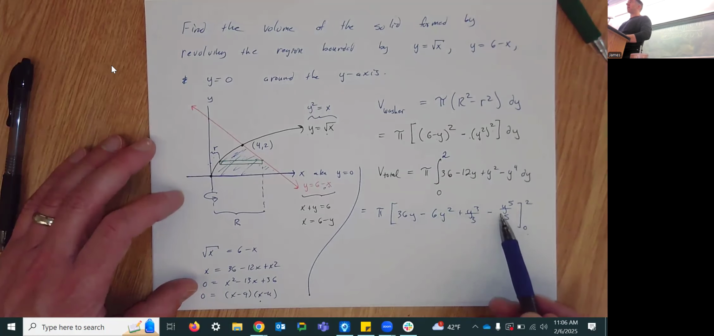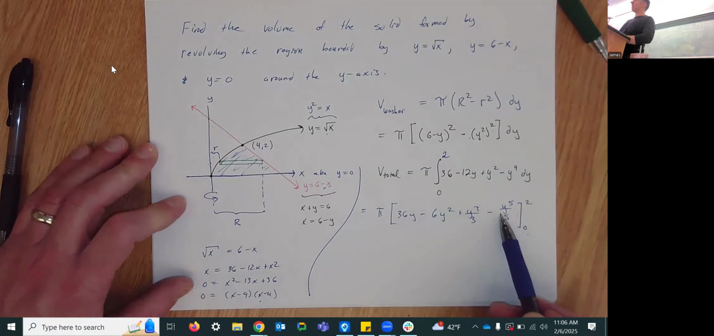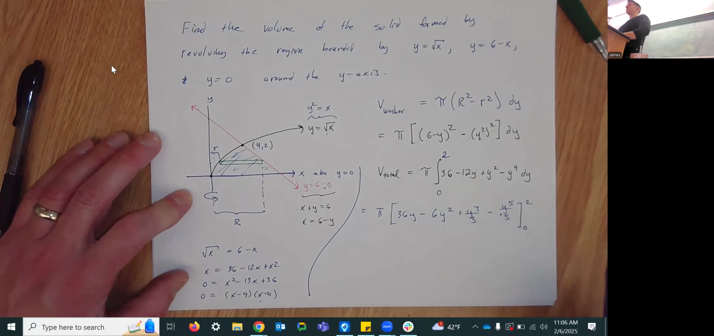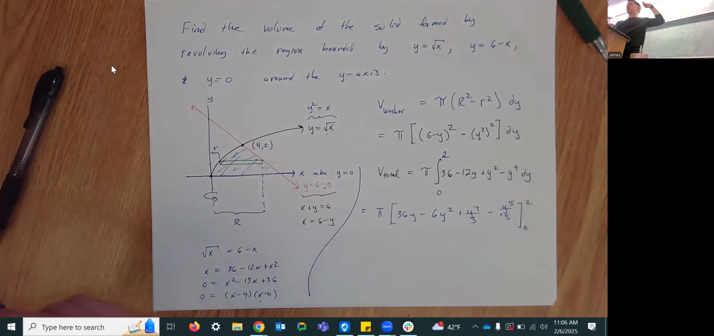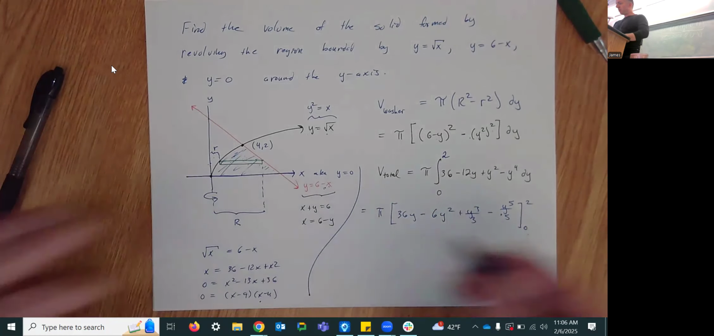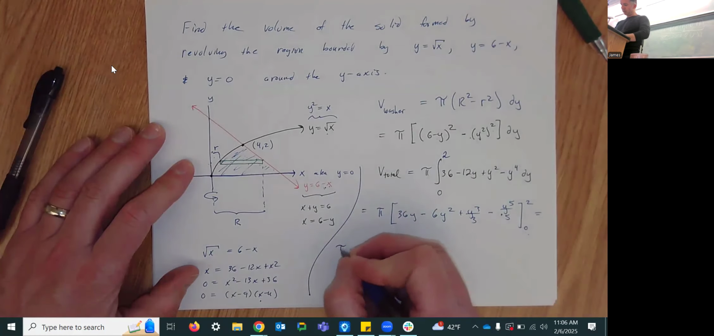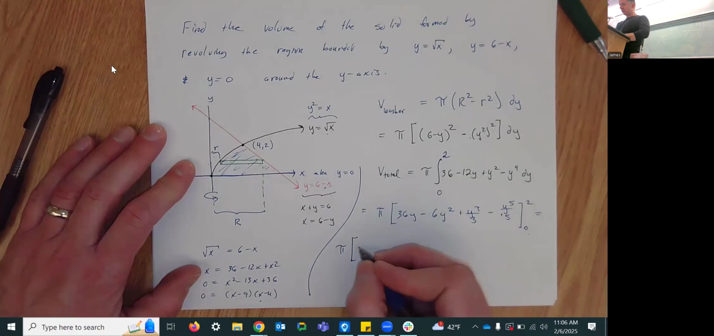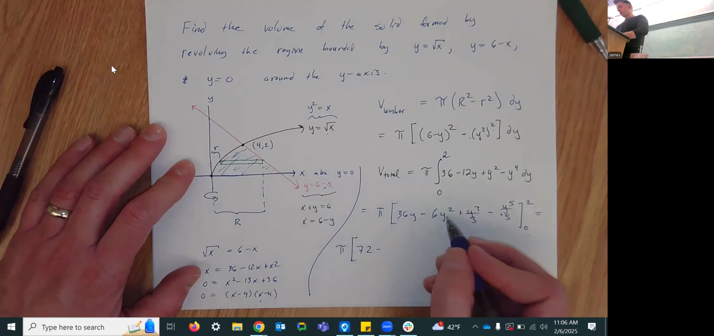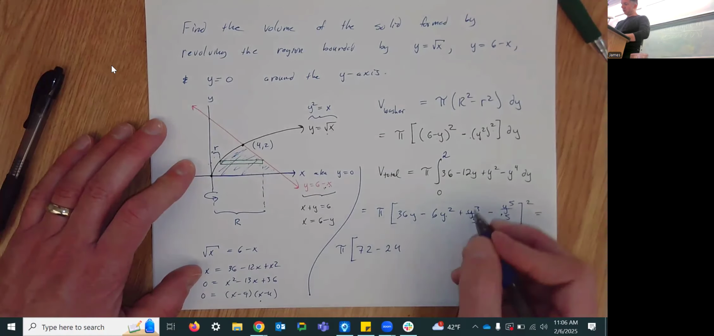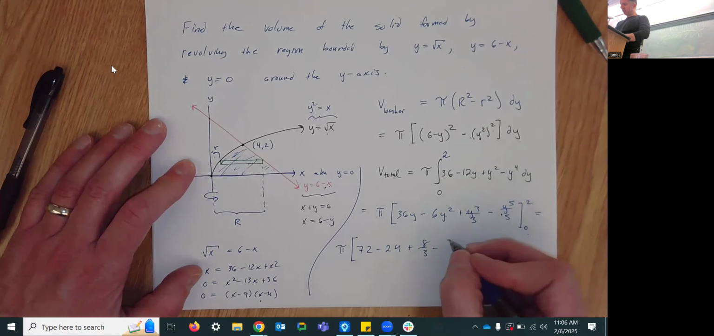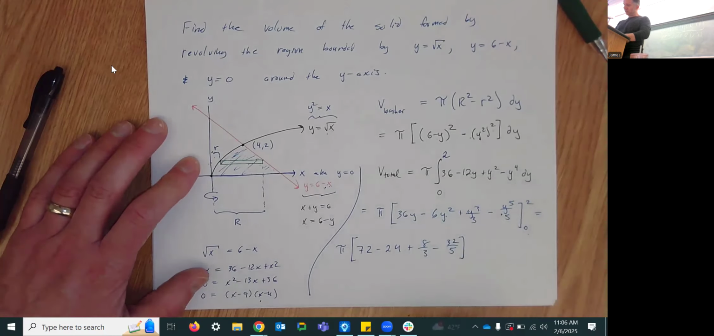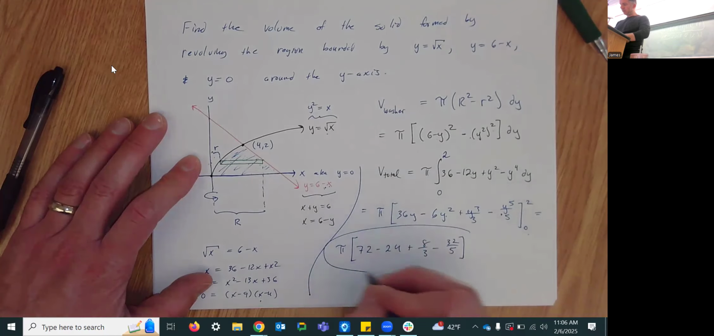But do check, because occasionally, if you have like an e to the y or a cosine of y, those things, when you plug in 0, you don't get back 0. So make sure, if you're thinking you plug in 0 and you get 0, do a quick double check. But if I plug in 2, I'm going to get pi times, let's see, 36 times 2 is 72. 6 times 4 is 24. 2 cubed over 3 is 8 over 3. 2 to the 5th over 5 is 32 over 5. And I find no good reason to simplify this further. So that's where we're going to leave it.